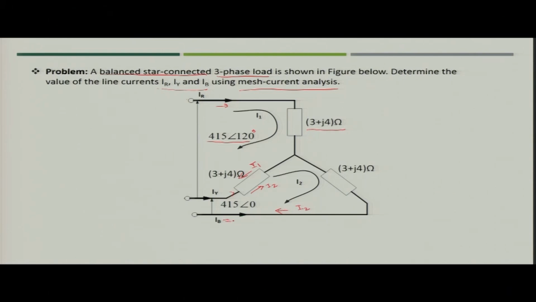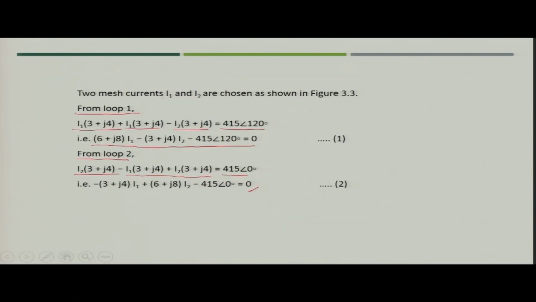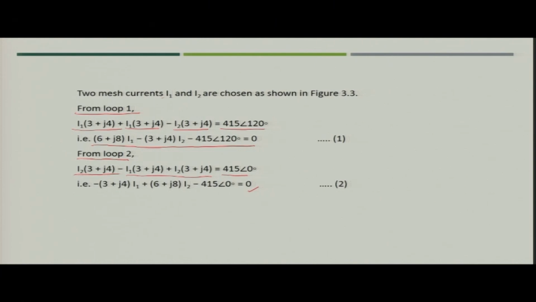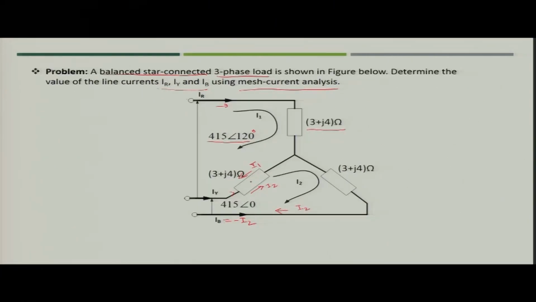So, you will write IB is nothing but minus of I2, and IY would be I2 minus I1, because I2 is in the same direction as IY. So, this you get, and you can simplify by putting in the values of I1 and I2, and you will get these results. This would be a very important example for you, because most of the time in electrical circuit analysis you will be given these kinds of loads to identify the line currents which are flowing across the line terminals.